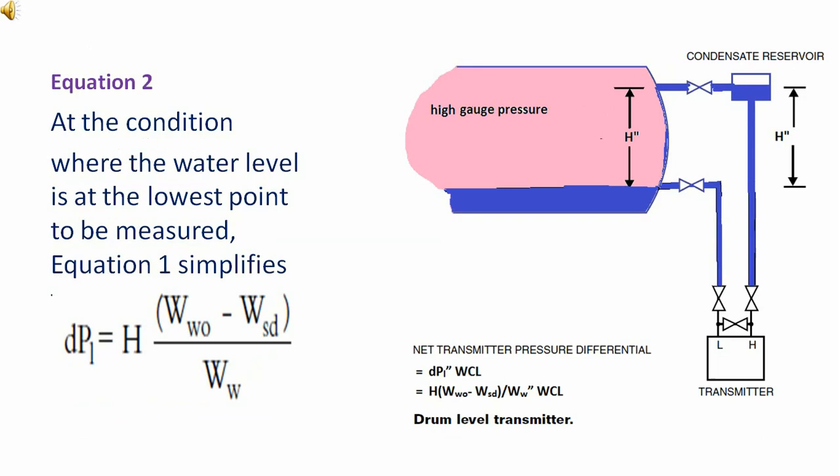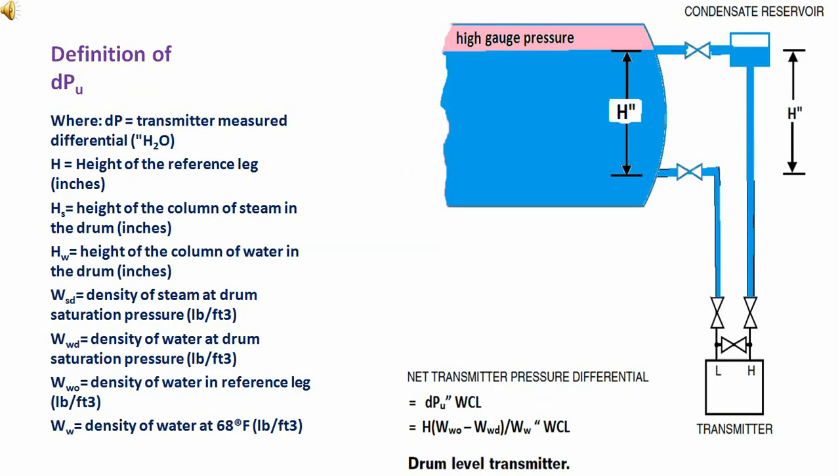Equation 2. At the condition where the water level is at the lowest point to be measured, equation 1 simplifies as shown. In this diagram, the drum water is at the level at which we are having the higher tapping point. Definition of dP subscript U.